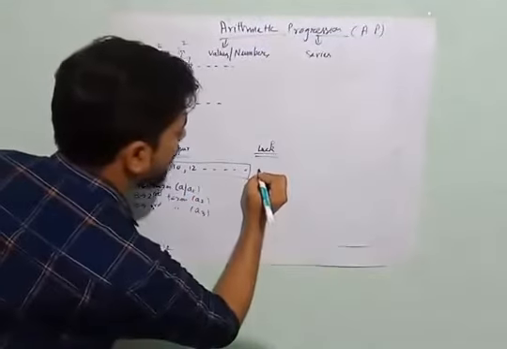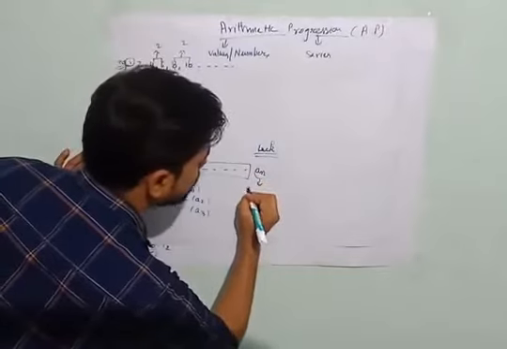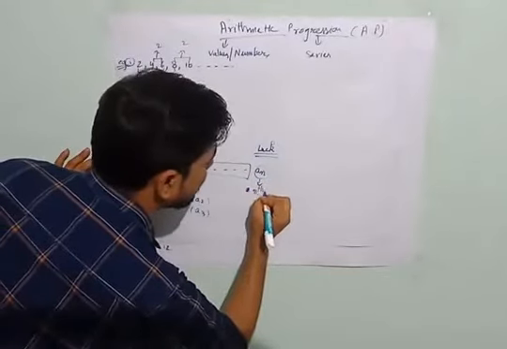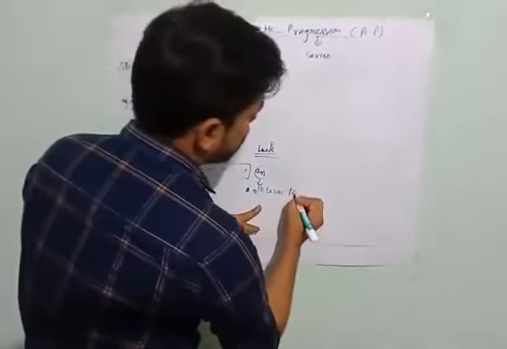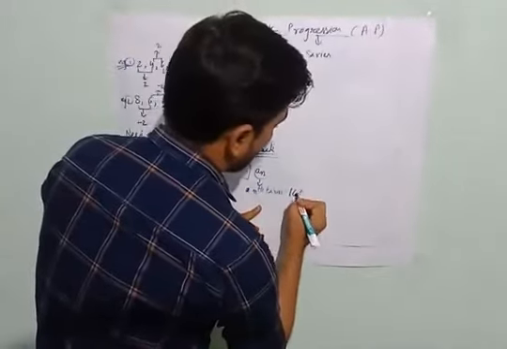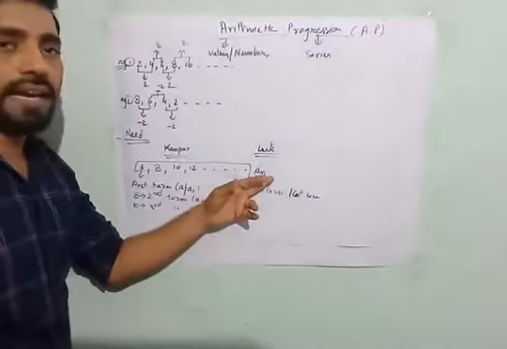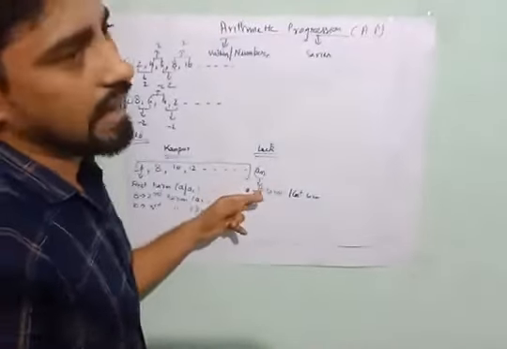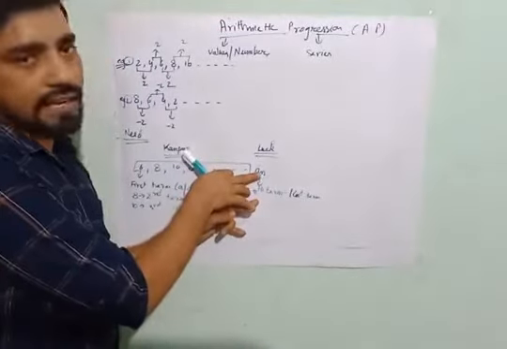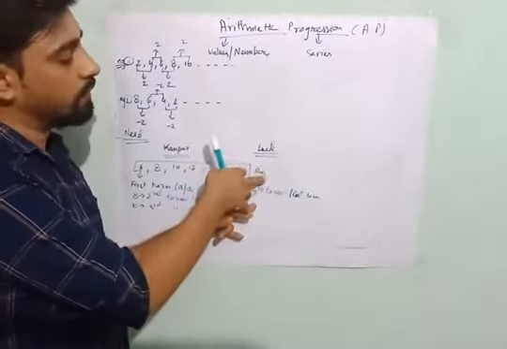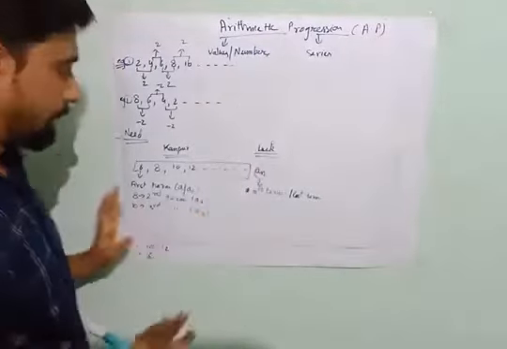So what will be the last term? That is An. An means the nth term. What is the nth term? It means the last term also. It can be called the last term as well as the nth term. Nth term means the number of terms. If the value of n is 10, then it will be the 10th term. If the value of n is 20, then it will be the 20th term. It can be anything else.